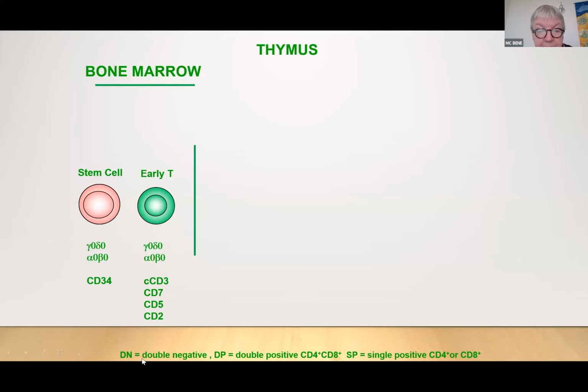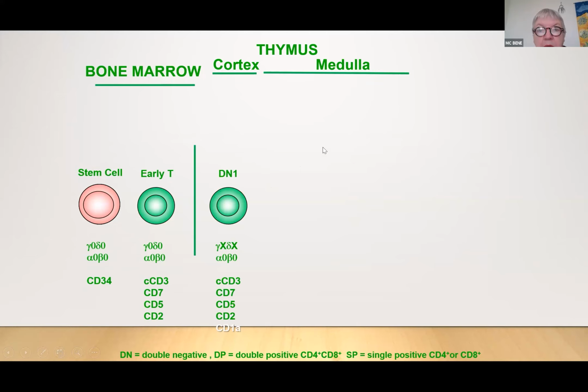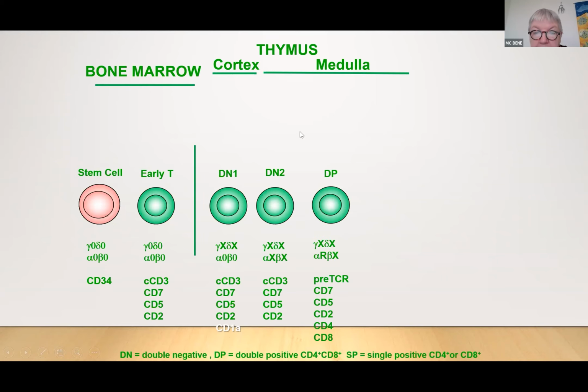Then you will have different types of cells, depending on the expression of CD4 and CD8. First, the cells are going to be double negative, then they're going to be double positive, and in the end, they will be single positive for CD4 or CD8. So the double negative one is beginning to rearrange the gamma delta receptor, and it expresses CD1A. That's in the cortex of the thymus, and that's corticothymocytes. Then the cell usually fails to rearrange the gamma delta receptor and starts rearranging the alpha beta, and it's losing the expression of CD1A, and it's moving into the thymic medulla. And it's still double negative.